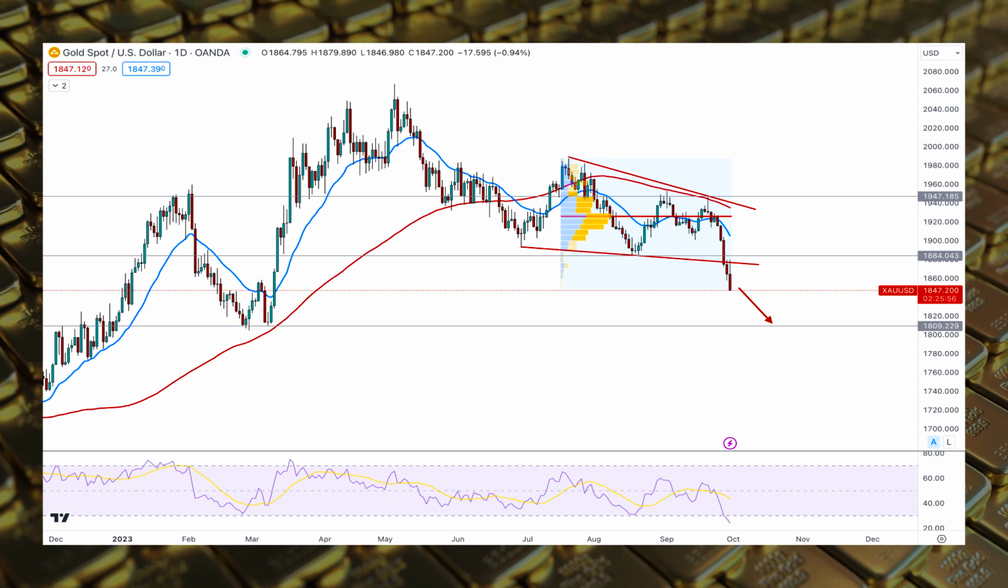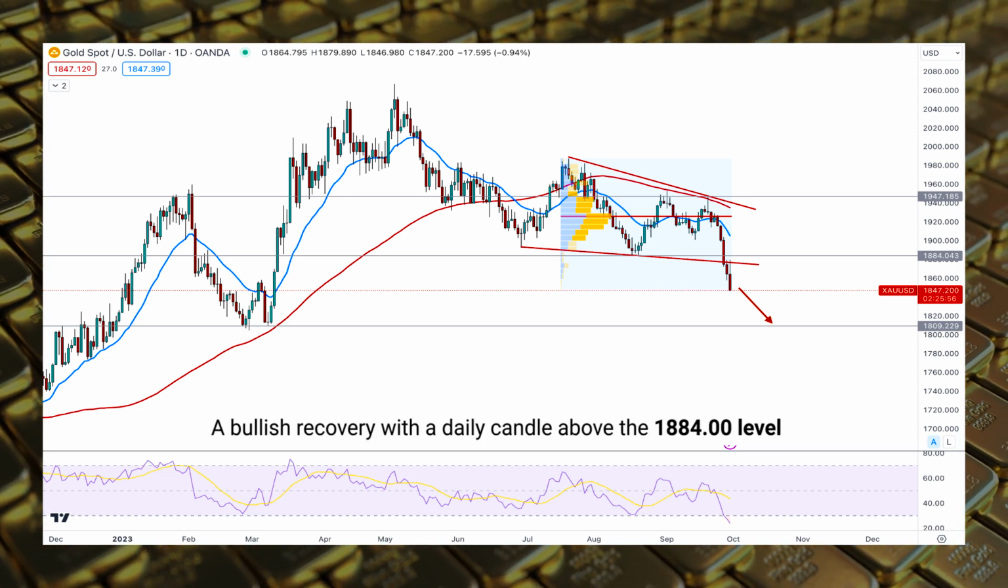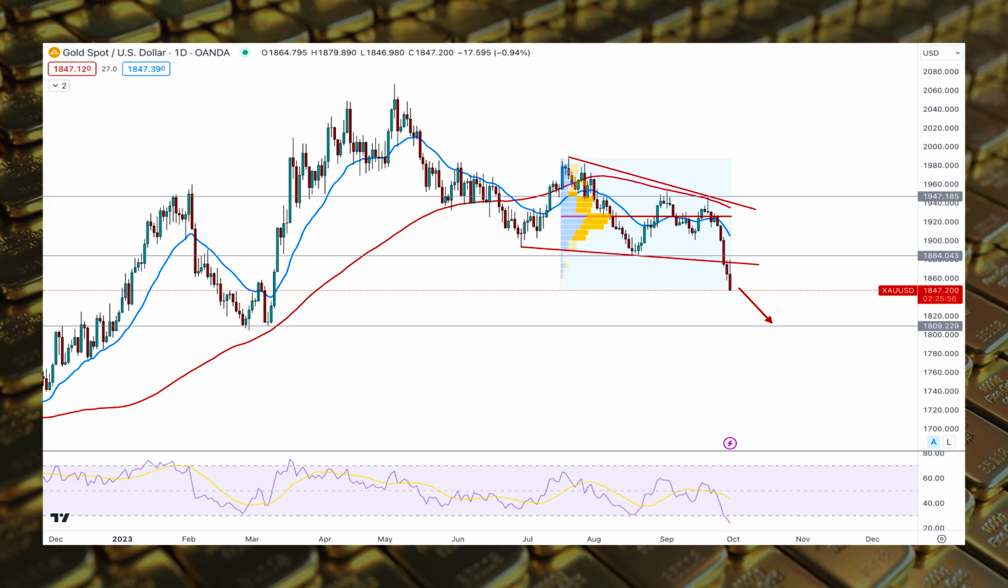On the contrary, a bullish recovery with a daily candle above the 1884 level could eliminate the bearish pressure at any time.